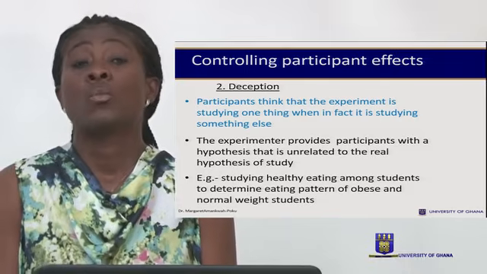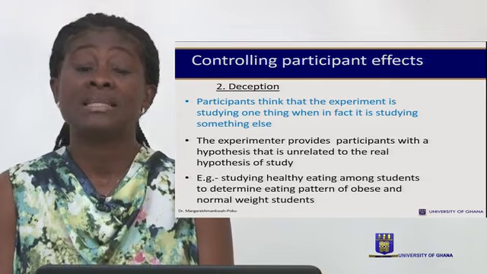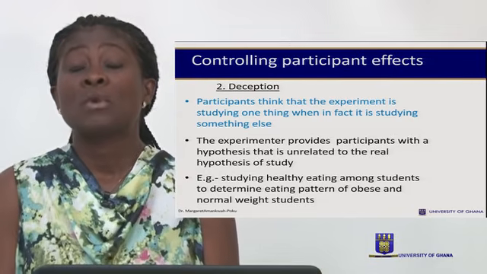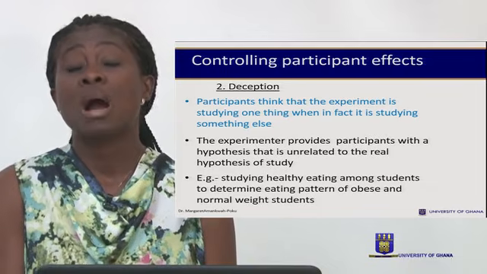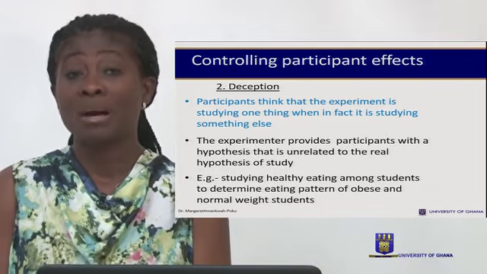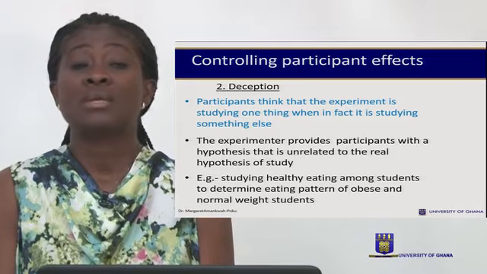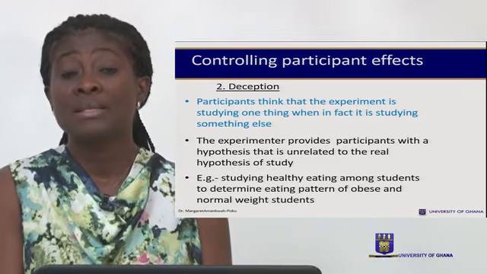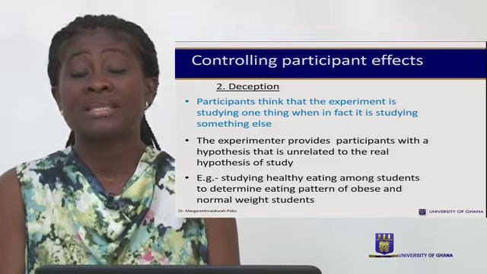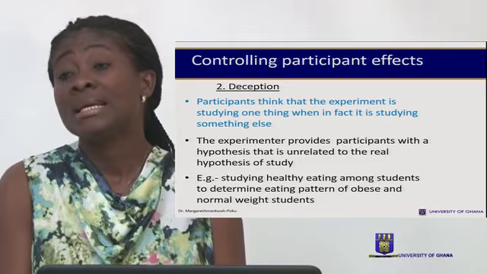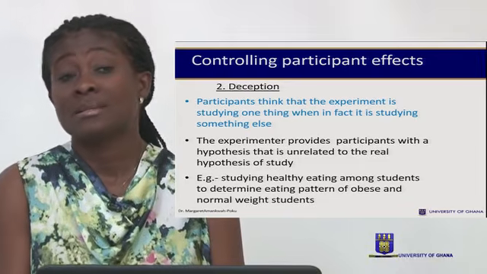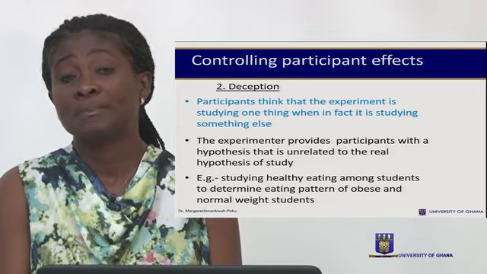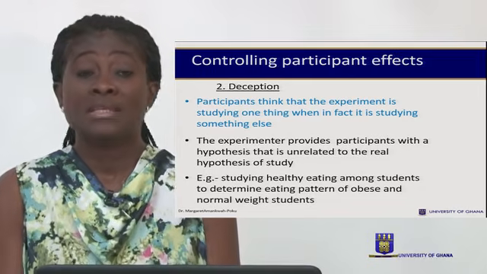So let's say we want to study healthy eating among students to determine the eating pattern of people who are obese and people who have normal weight. Now, if we told students that this is what we are trying to find out, obviously perhaps those who are obese will respond to our questionnaires to show that actually they are healthy eaters. It's just that they are people who are generally just overweight. So in this case, we use deception.